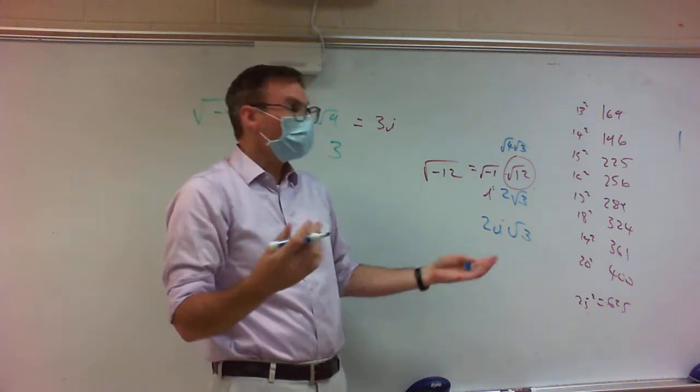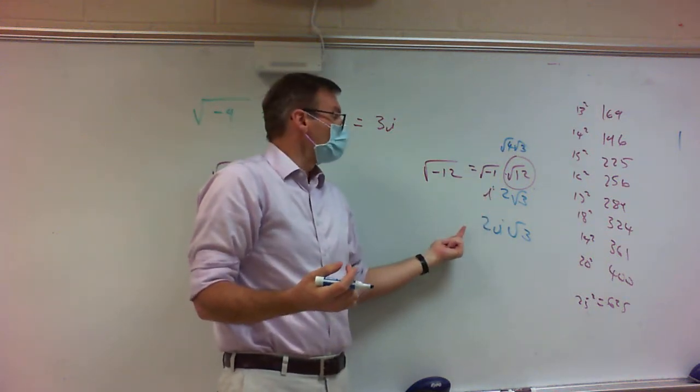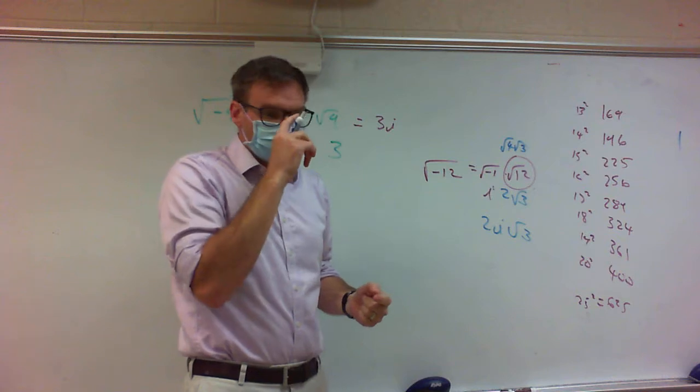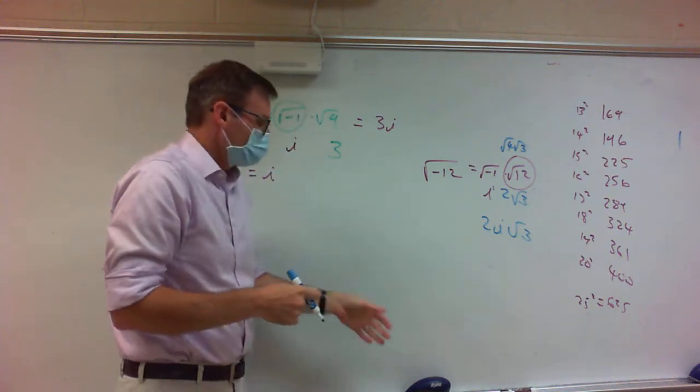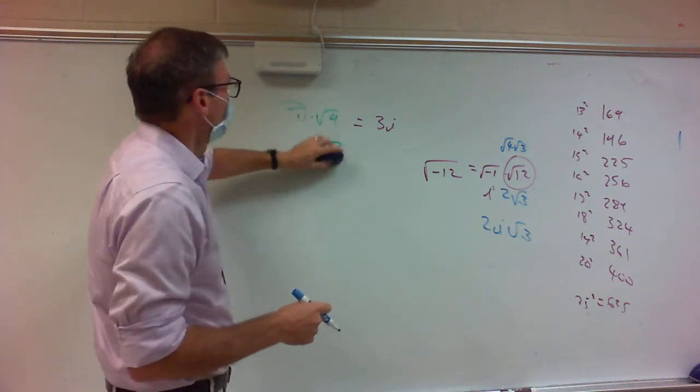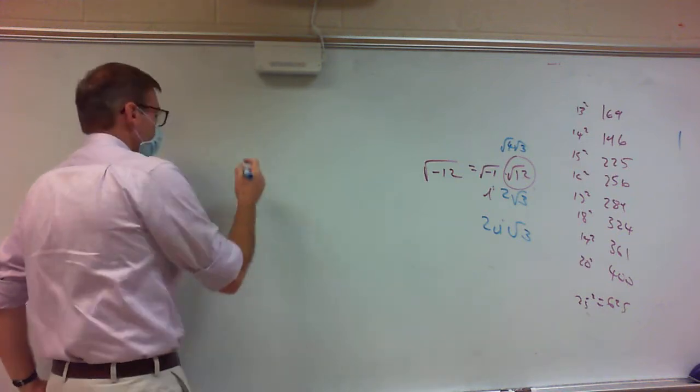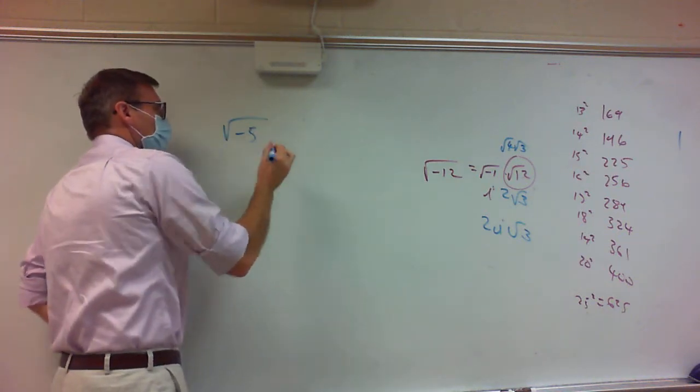They usually stick it here. It's not wrong this way, but this is how they would write it. Now, let's talk about how you handle something like the square root of -5.